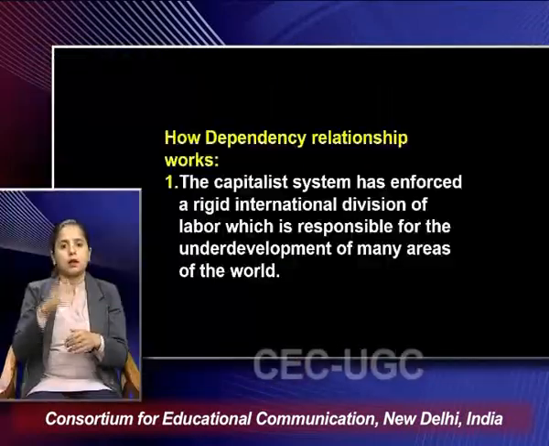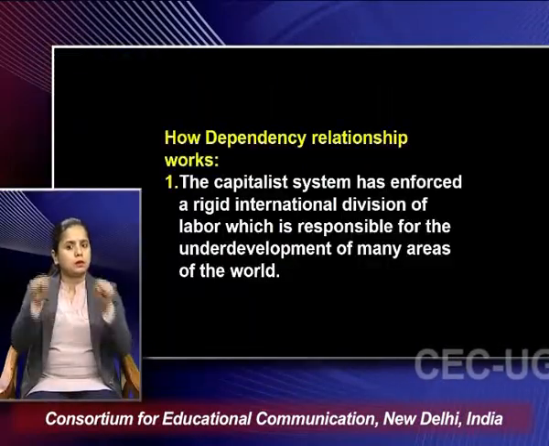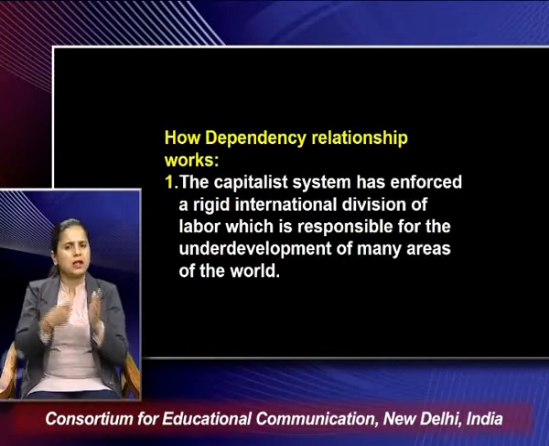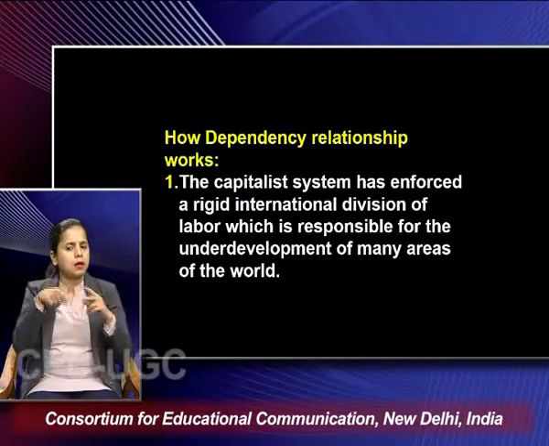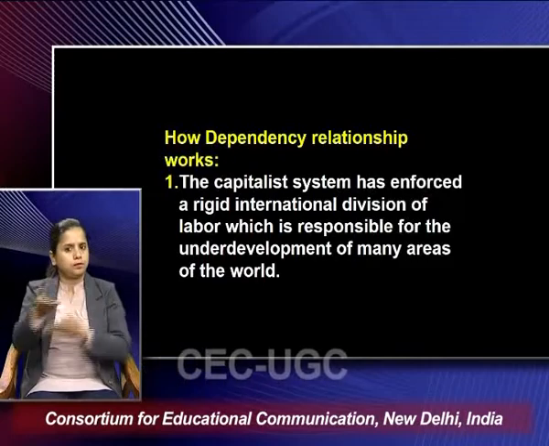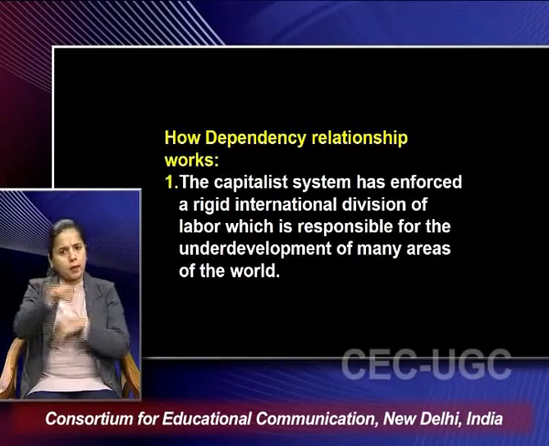So now we are going to discuss the dependency relationship. How does that dependency relationship actually work, and what is the nature of this relationship? The first thing that can be said about it is that the capitalist system has enforced a rigid international division of labor, which is responsible for the underdevelopment of many areas of the world.